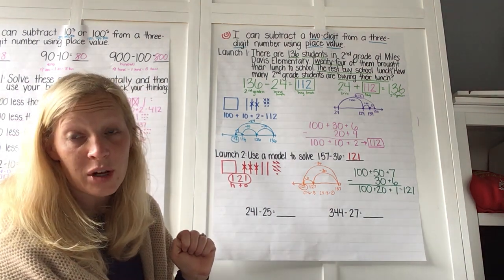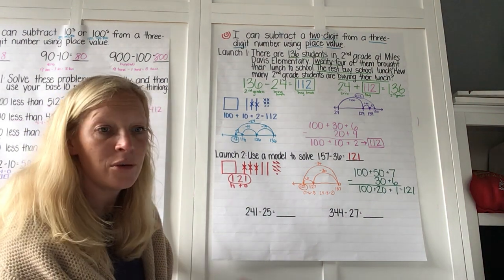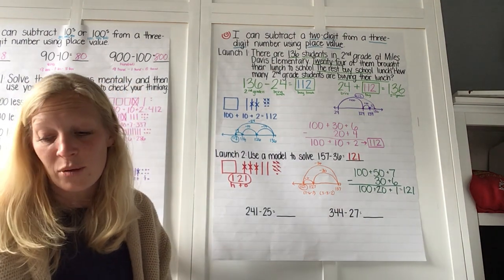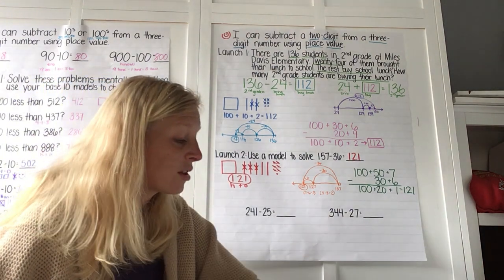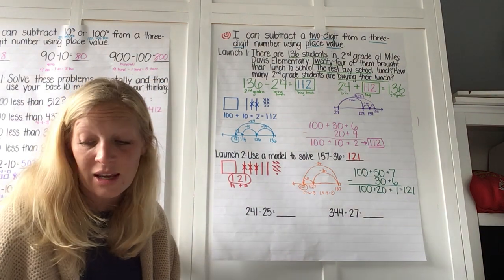Where is your 241 in your model, whichever model you choose? What do you do if you don't have enough ones? How did you show that in your model? I want you to be thinking about that as you're solving. Now go ahead and pause me and resume me when you're ready.